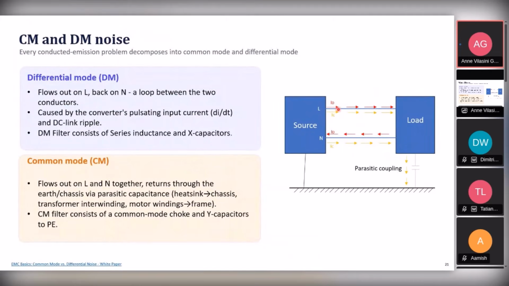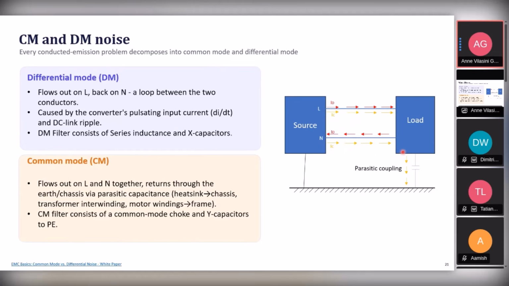Here you can see the differential mode noise is something which is forming a loop in the red arrows. So it flows out on the line and it returns back to the neutral, sorry. So this is caused by the converter's input current, which is changing frequently, commonly called di by dt. And this filter consists of an inductor and an X capacitor, which we will see in the upcoming slides.